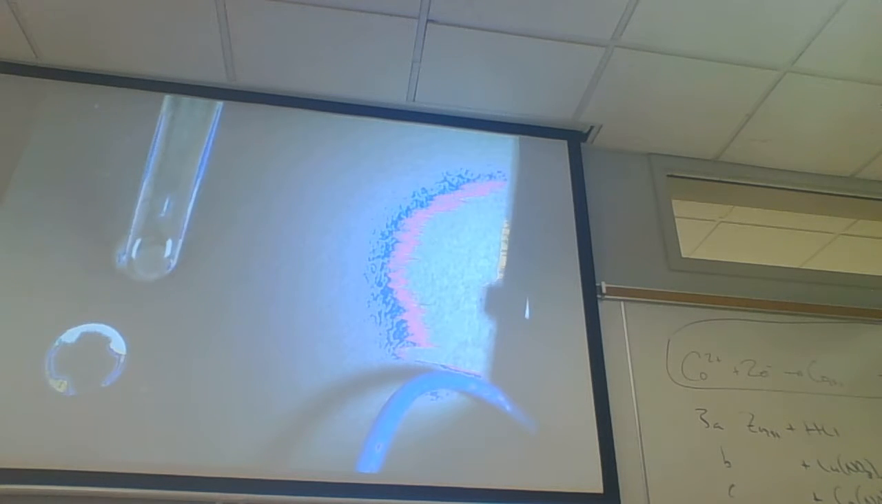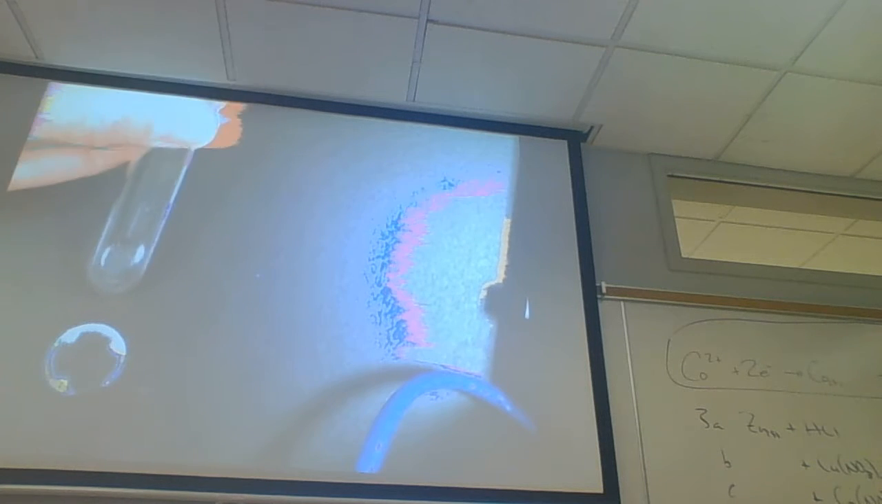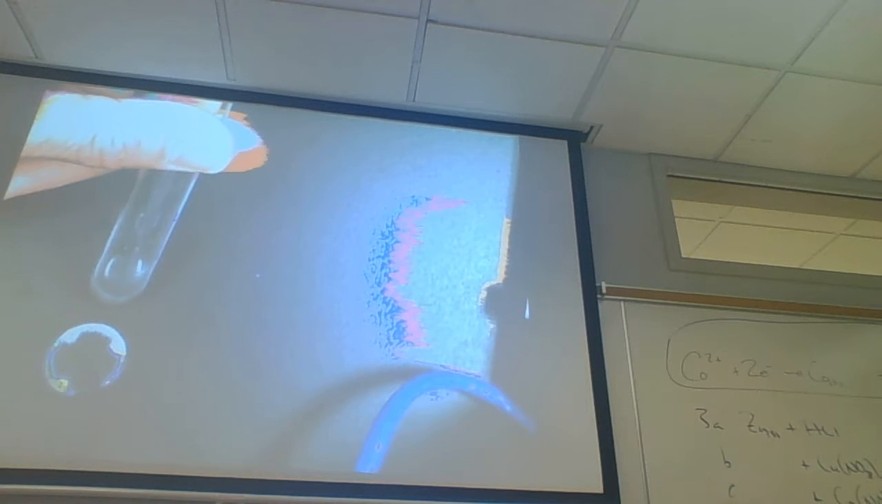So what did you predict happens here? Did you predict reaction or no reaction? Reaction. I see reaction occurring. What do you see happening? Is it bubbles forming? Yeah. Can you see the bubbles forming? No. I'm going to zoom in here.